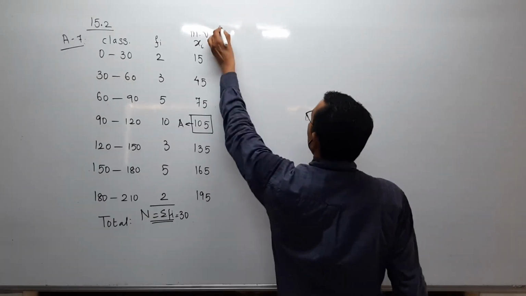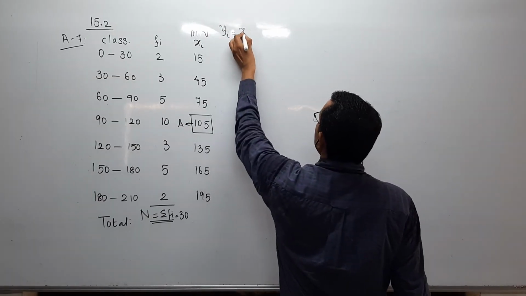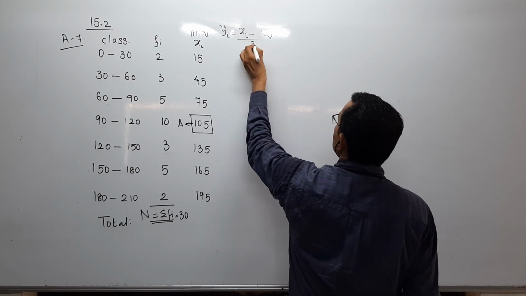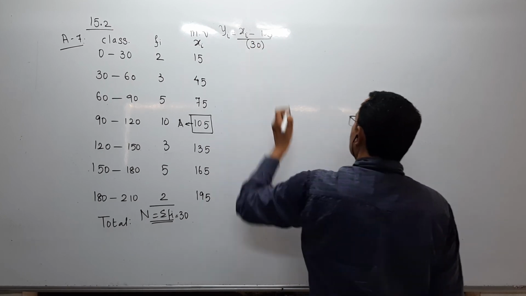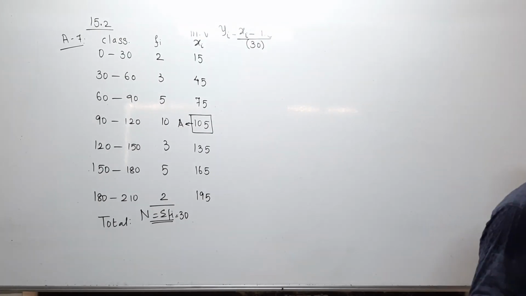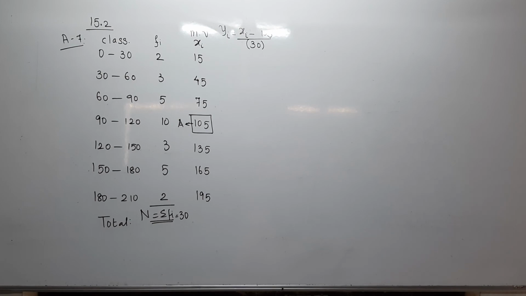Now, yi is equal to xi minus a divided by h. H is 30. Now, one very important point, students, I am discussing here: the value of y opposite to assumed mean is 0.